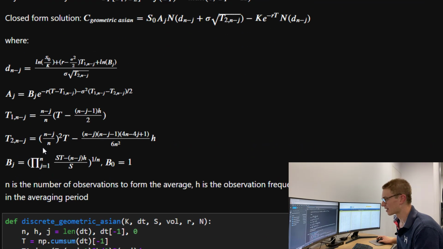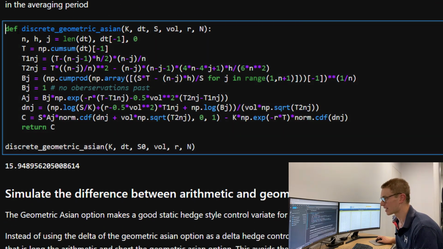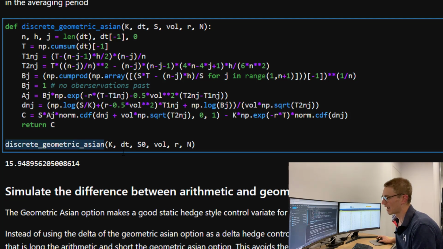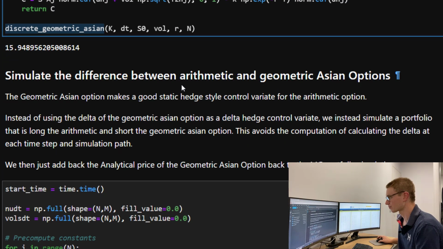So for all of these variables, n is the number of observations to form the average, h is the observation frequency, and j is the number of observations that have passed, and in our case that's 0. So we can program that up and call a function, discrete geometric Asian, where we pass all of our conditions for n, h, and j, and then compute our geometric discrete Asian option price. And here you can see that's about 15.95 for our scenario.